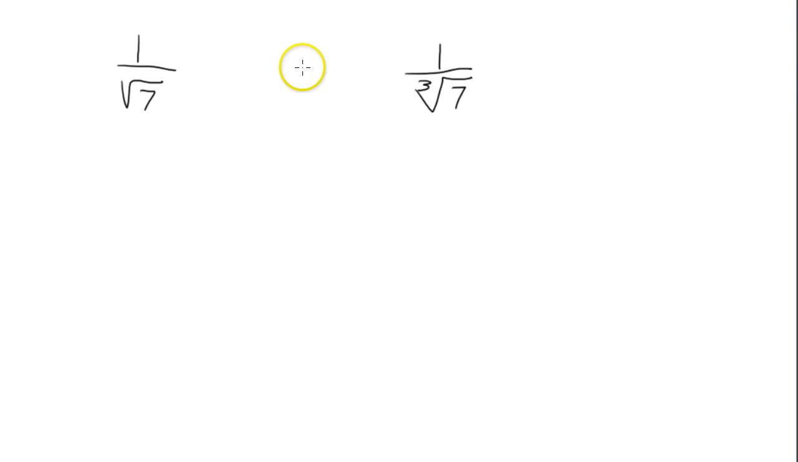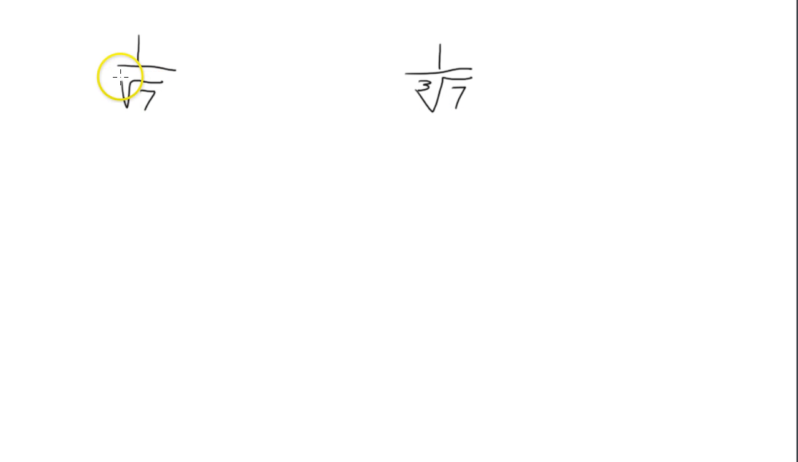In this video, we've got a couple of fractions and we want to rationalize the denominator in both of these. Rationalize the denominator literally means to make the denominator rational, or to get rid of the radical sign. So we've got 1 over the square root of 7 and 1 over the cube root of 7.